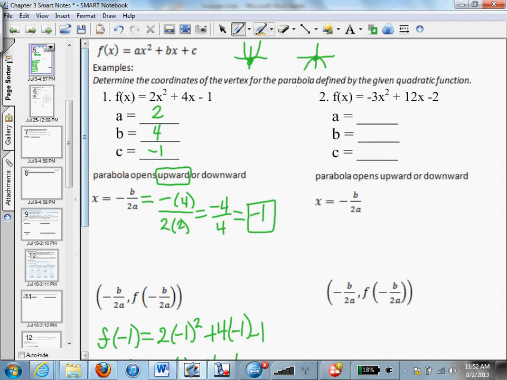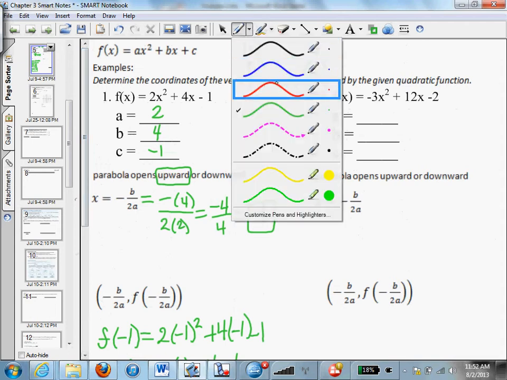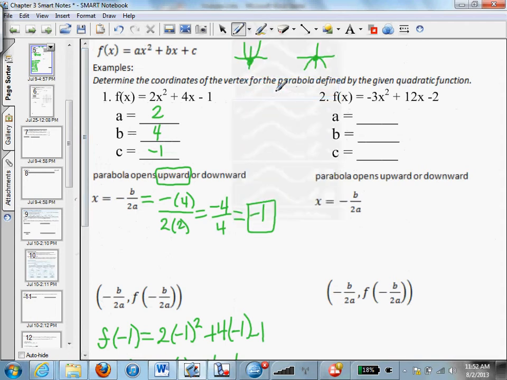Okay. Now let's look at number 2. Number 2, we have f of x equals negative 3x squared plus 12x minus 2. A has the x squared attached to it, so it's going to be negative 3. B has just a regular x, so it is 12. And C has a negative 2, because it's just a regular number.